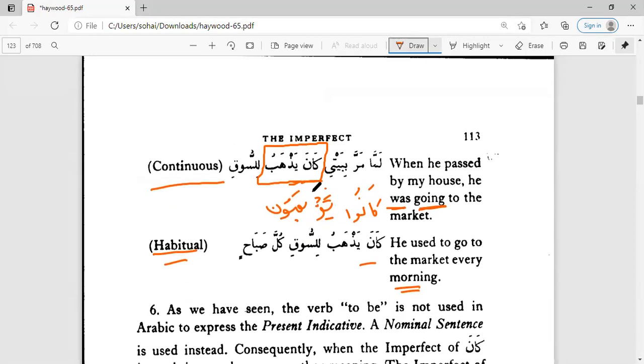If the combination is past tense of kana and then imperfect of another verb, it would mean past continuous, so he was going, or past habitual, like kana yazhabu lisuki kulla sabahin. He used to go to the market every day. Used to go to the market, so it becomes habitual.